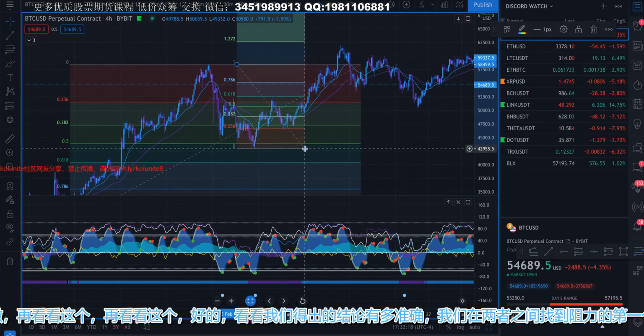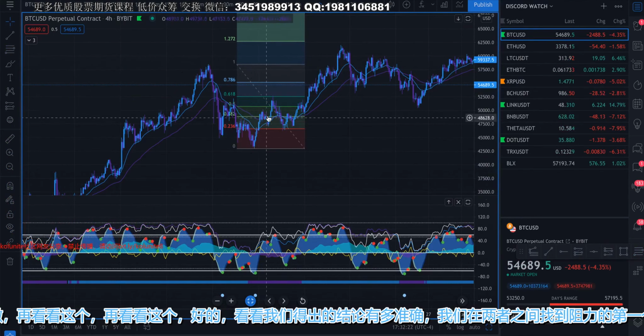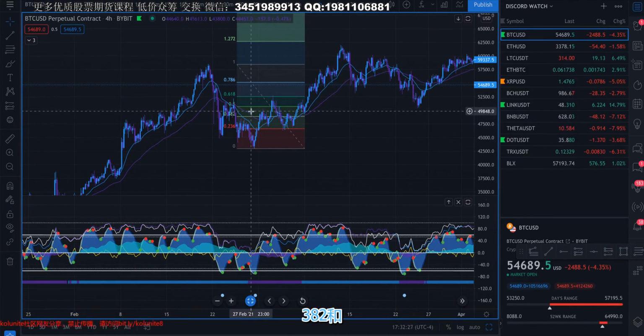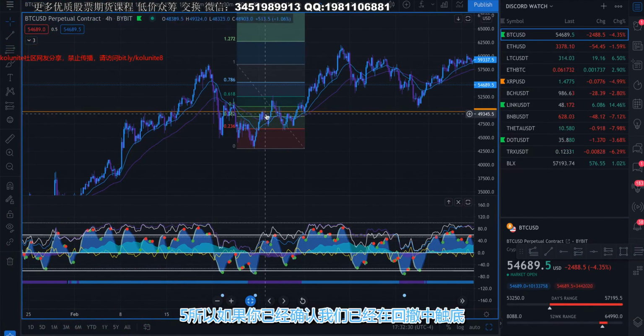and look at this again, okay? Look at how accurate this is. We come up, and where's the first place we find resistance? Right between the 0.382 and the 0.5. Exactly between the 0.382 and the 0.5.